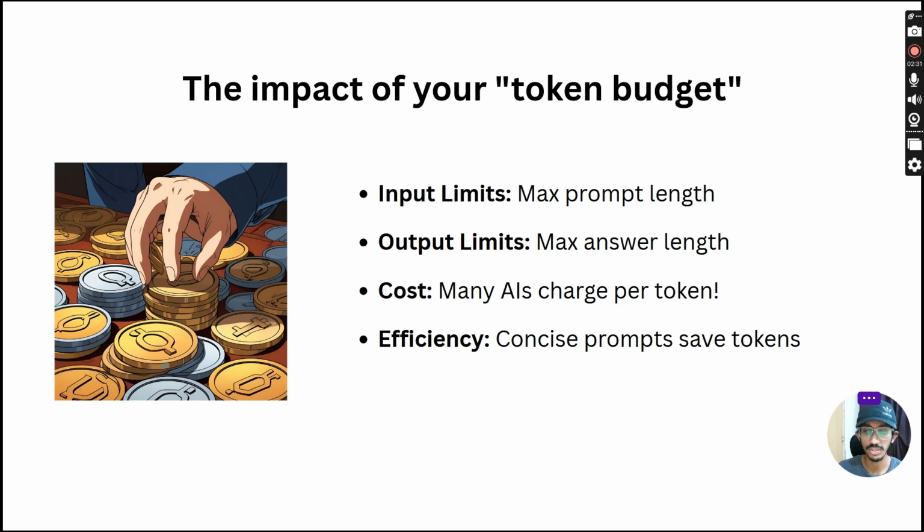Secondly, we have cost. If you are using paid AI APIs, you're often charged based on the number of tokens you use, both for your input and the AI's output. So being efficient with your prompts can literally save you money. And finally, it helps with efficiency. Understanding tokens encourages you to be more concise and clear in your prompting.